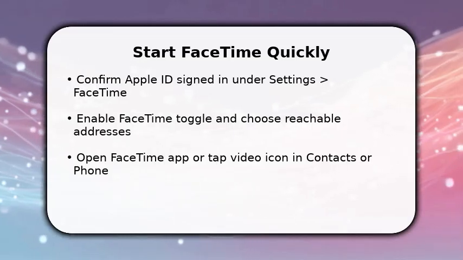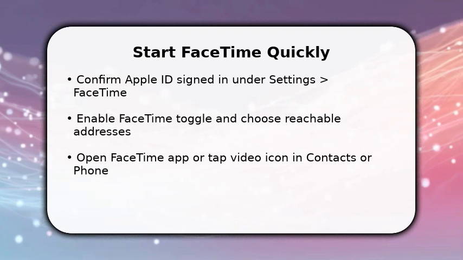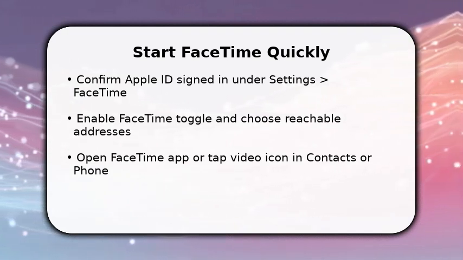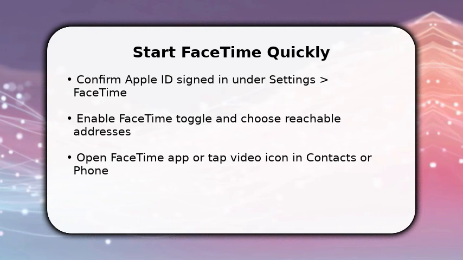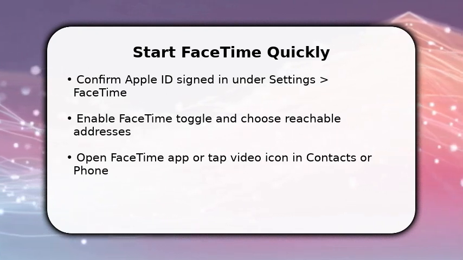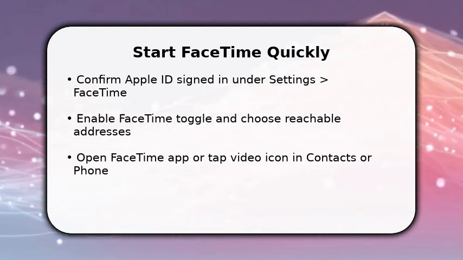You start by making sure FaceTime is active and your Apple ID is signed in. This lets people reach you. Once done, enable the FaceTime toggle and pick the phone numbers or email addresses you want callers to use.